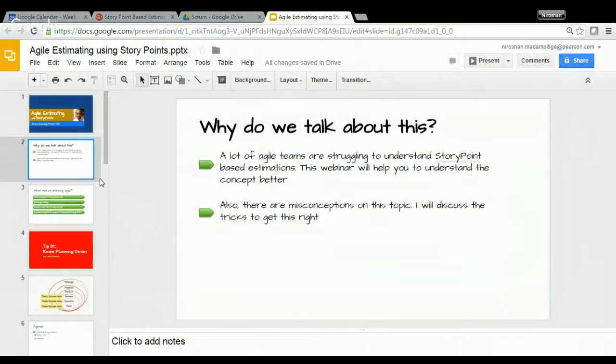There are two reasons that I primarily believe we should be talking about story point based estimations in agile teams. Number one, a lot of agile teams are struggling to understand story point based estimations. This webinar will help you to understand the concept better. Also, there are misconceptions on this topic. I'll discuss the tricks to get this right. What we're going to talk about here is purely based on extensive research I have done and expert opinions that I have heard. So I invite you to think about these concepts, and if you have any questions or clarifications, to get back to me at a later time.